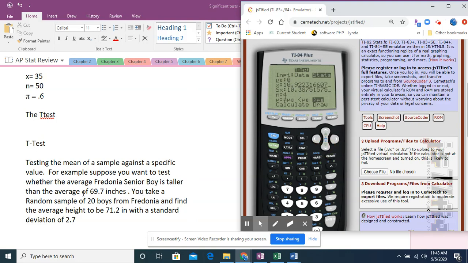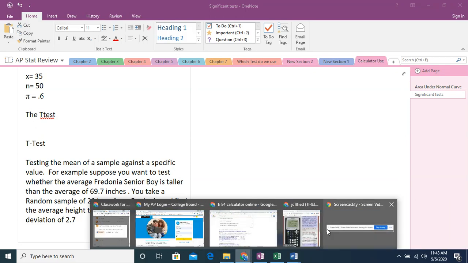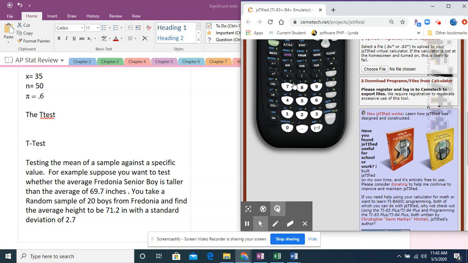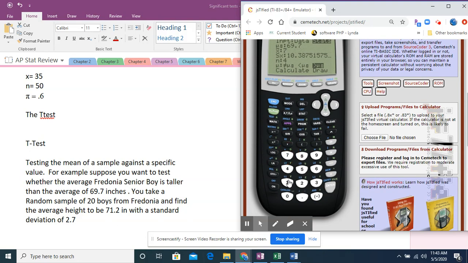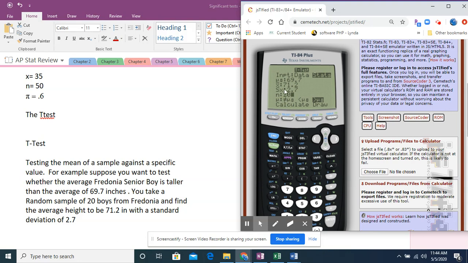So you go to stats. In this problem, the overall average you're testing against is 69.7. So we're going to put 69.7 for the mu naught. We said the mean is 71.2, which is probably not even close to that, but for the sake of this, we don't really care. And the standard deviation 2.7, that's pretty close to what it is. And we sampled 20 students. So the degrees of freedom is 19, in case you need to know that.